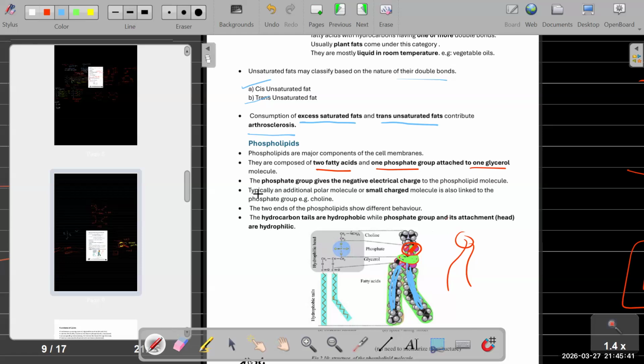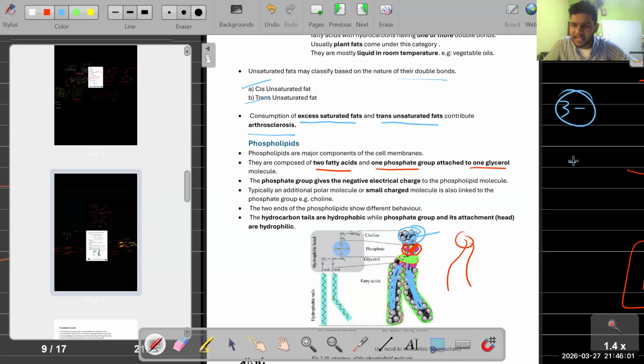Fourth point, typically an additional polar molecule or charged molecule is also linked. What is the additional polar molecule or charged molecule? This is choline, a small charged molecule. A slight positive charge is present for that, not as phosphate, which has 3 minus. This has a mild charge, a slightly polar molecule. Can you understand that? They haven't spoken much about choline here. Can you understand?